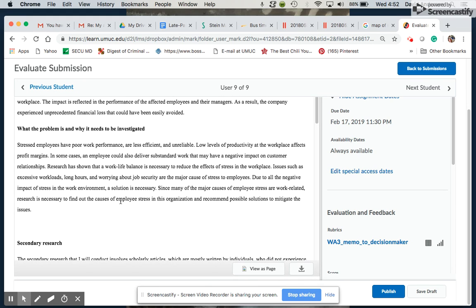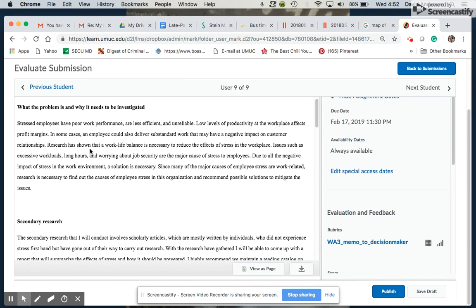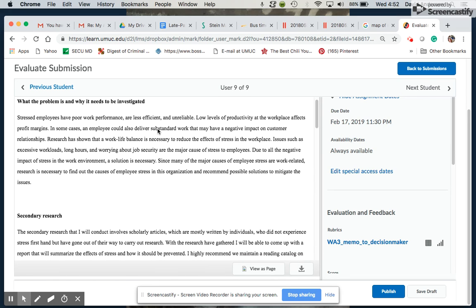Yes, perfect. Excellent identification of the problem and why it needs to be investigated. Okay, in this part here, how is it impacting the productivity in your business? So what is the problem and why it needs to be investigated in general? This is specific to you. So if it's stressed employees have poor work performance, we can see this in the third quarter. Something like that. This is for you.